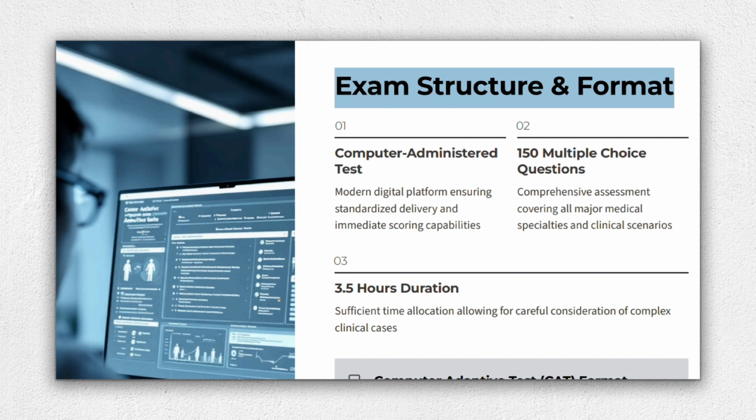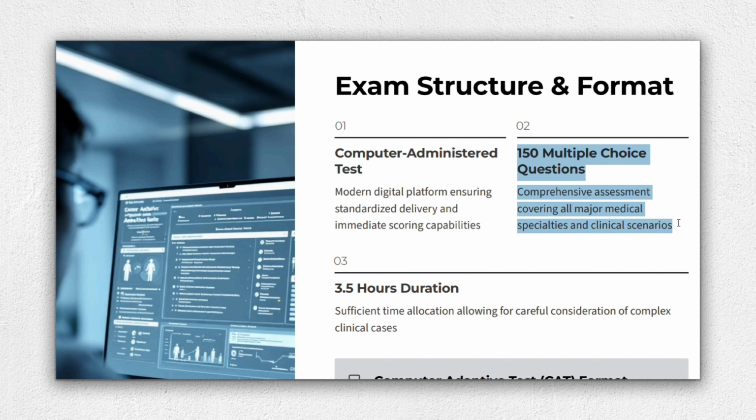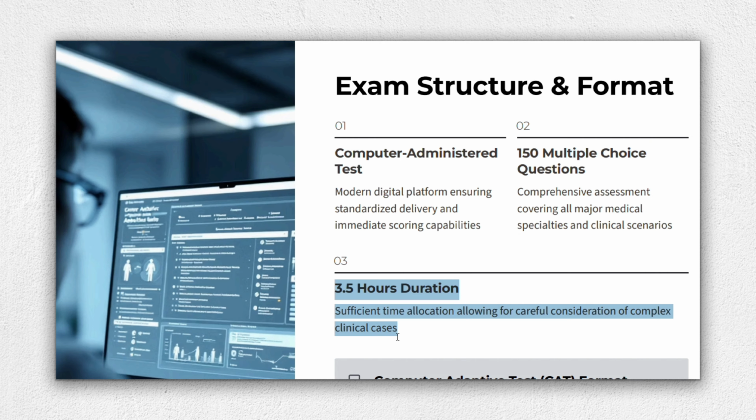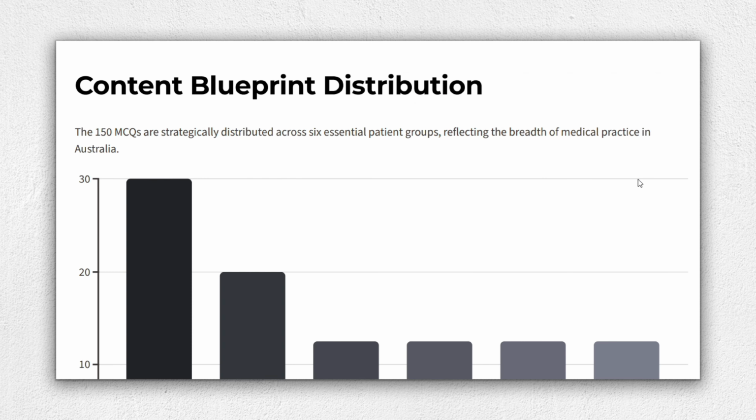So now that we know what the AMC exam is, let's dive into the structure of the MCQ exam itself. The MCQ exam is a computer-administered test with 150 multiple choice questions with a duration of 3.5 hours. But what makes it different is the Computer Adaptive Test format, or CAT. Here's how it works. If you answer a question correctly, the next one will be harder, and if you get it wrong, the next one will be easier. This means every candidate gets a unique exam tailored to their performance. And the benefit, the system quickly and precisely identifies the actual ability level, much more effective than the traditional fixed length exam.